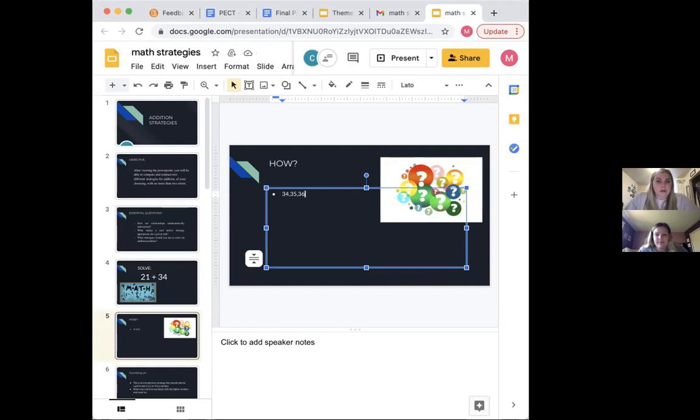And then another way you can do it is by adding from left to right, which is one of the strategies we're going to go over in class today. So to do left to right, you start by adding your tens value. So it would be 30 plus 20 to get 50. And then you would add 1 plus 4 to get 5. And then you would add 50 plus 5 to get your total answer of 55.